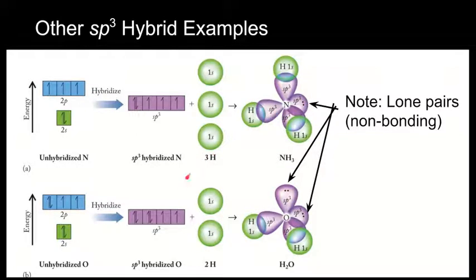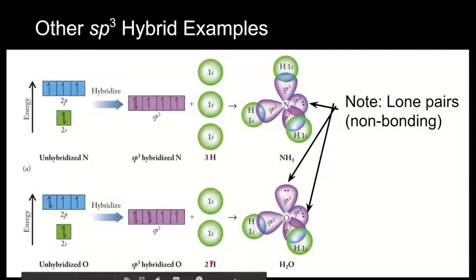Then we can look down here. This is water, which we've also drawn Lewis structures of and looked at the VSEPR theory. Oxygen is 2s2, 2p4, and it has those 6 valence electrons. So again, we're going to mix up the s and the 3p to make 4 sp3 hybridized orbitals.